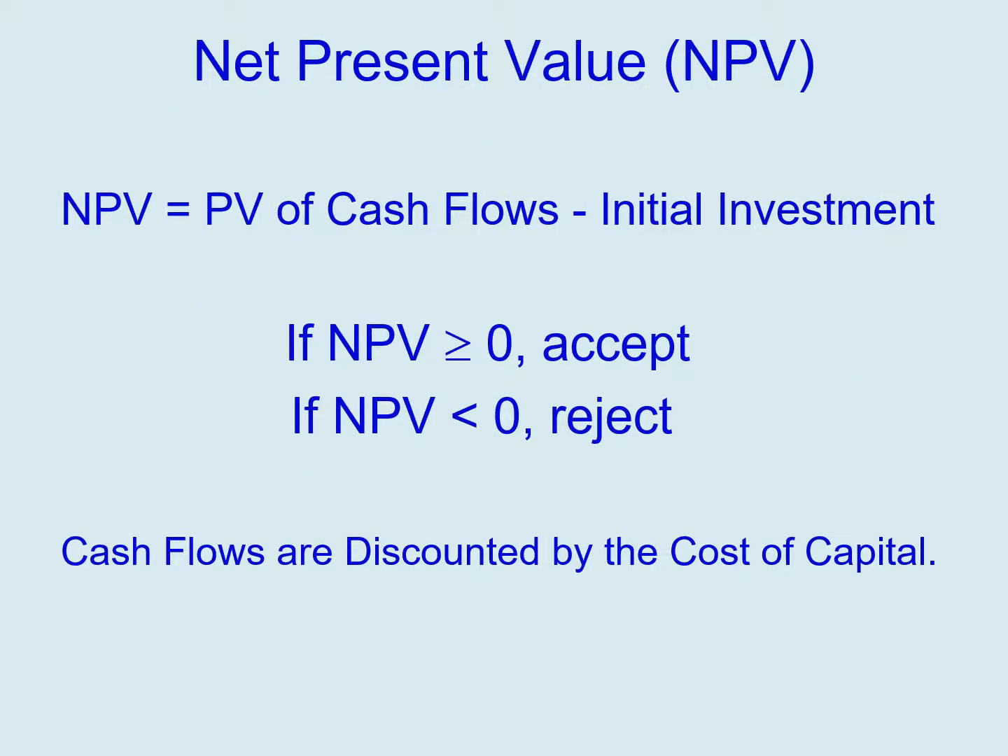All right, the third capital budgeting technique is the net present value. The net present value is equal to the present value of your cash inflows, in this case I have cash flows, minus the initial investment. And so you're discounting the cash flows by the firm's cost of capital. The cost of capital is the average cost of financing for the firm.